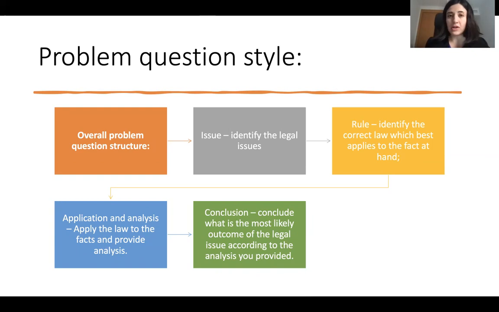If you focus too much on explanation of the applicable law, your answer will become explanatory and you will lose marks. So make sure that there is both a rule and an application part. Once you discuss the applicable law, you have to apply it to the facts of the case, make an argument, and provide a conclusion of what would be the most likely outcome if this case went to court.